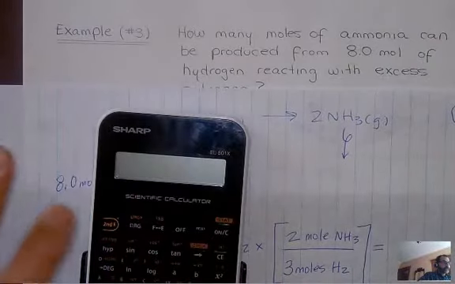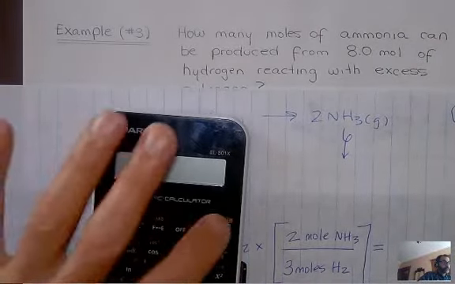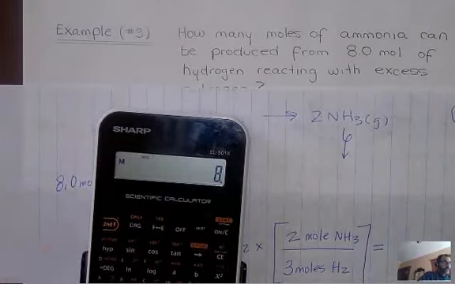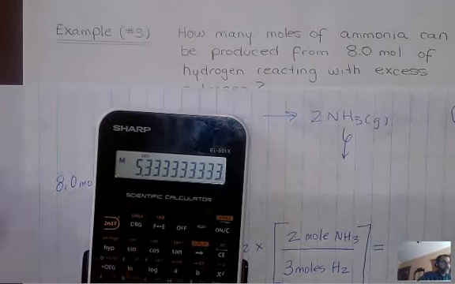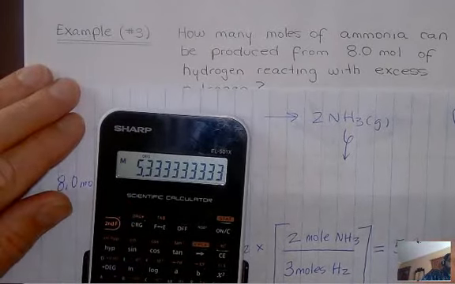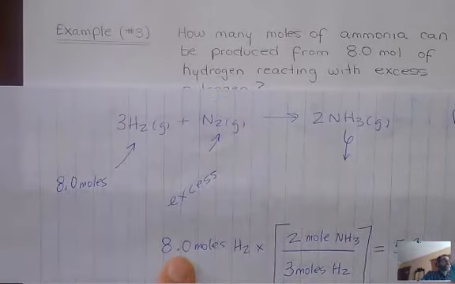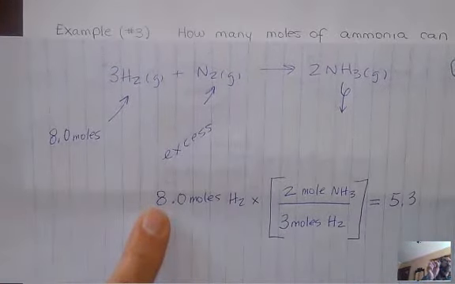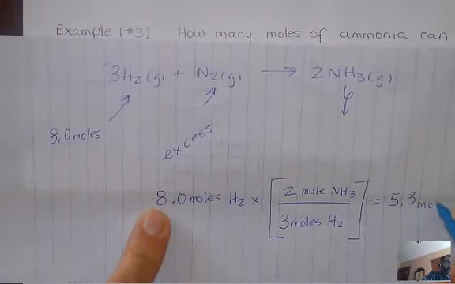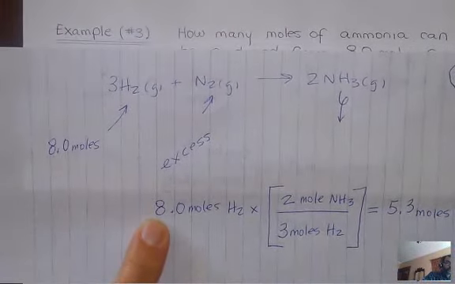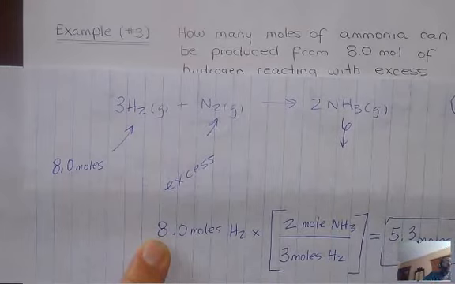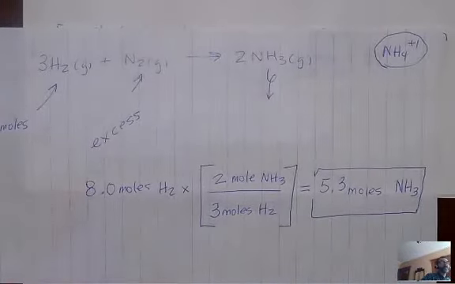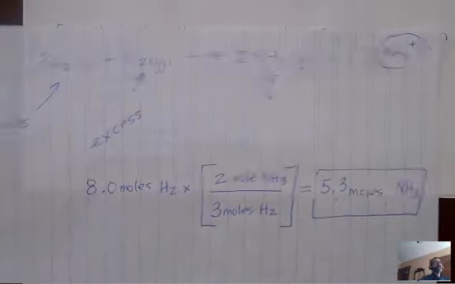Okay, so let's do that. So we have 8 times 2 gives you 16 divided by 3 equals 5.33. This guy had 2 significant digits, so I really should stop here at 5.3. 5.3 what? Moles of ammonia, right? Number, unit, substance. Number, unit, substance. That's the way these look.